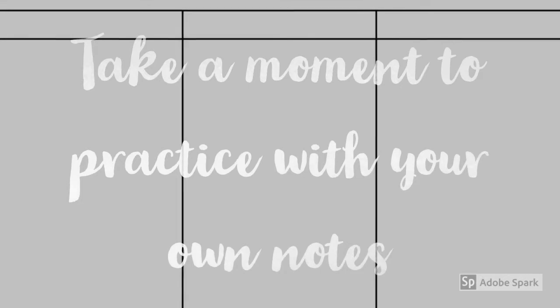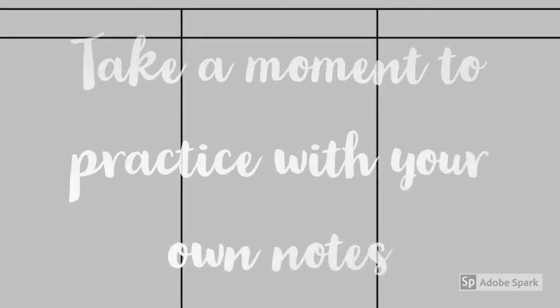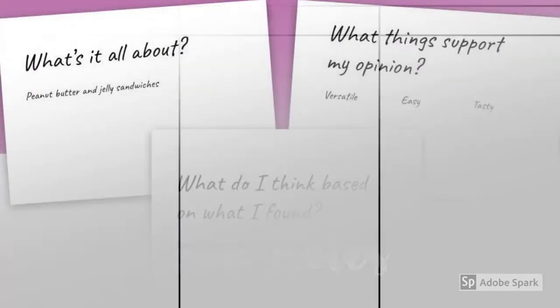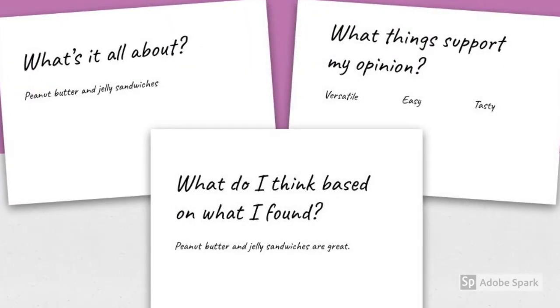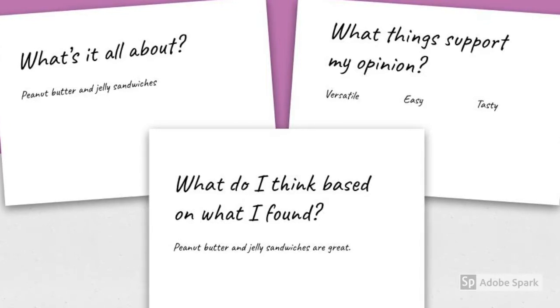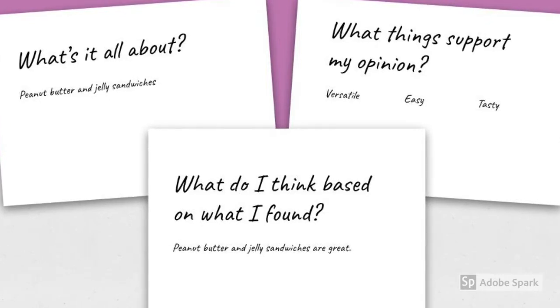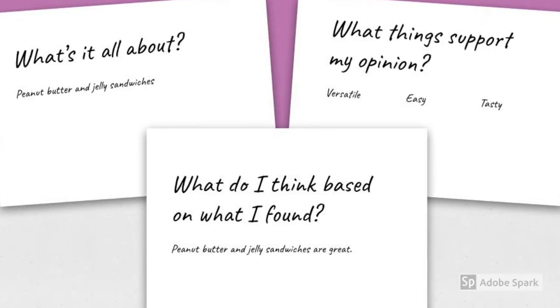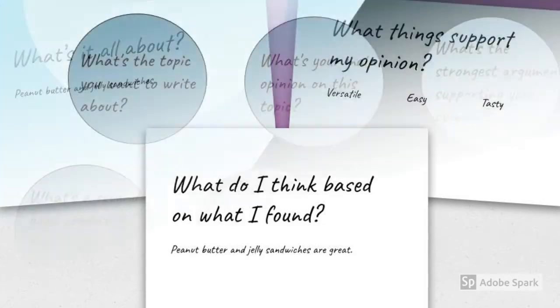Then write down all of the information that supports any of the opinions that you found. Now it's your turn to practice. Pause this video and separate your notes into the three categories as we discussed. Once you have done that, you can begin to see some connections or overall themes that answer the thesis question. What's it all about? What do I think based on what I found? And what ideas and themes support it best?